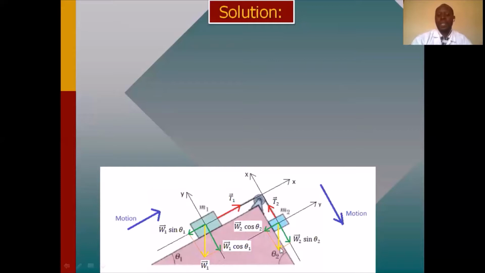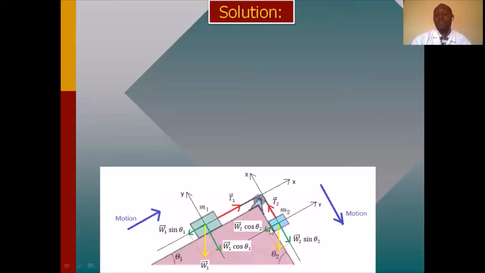The second component, weight 2 cosine theta 2, is obtained by projecting weight 2 on the y-axis. And we get the component, weight 2 cosine theta 2, which is adjacent to the angle theta 2. The angle theta 2 is here because the x-axis before the inclination was horizontal. After inclining this plane at the angle theta 2, the x-axis will have this position, and the y-axis will have this position.